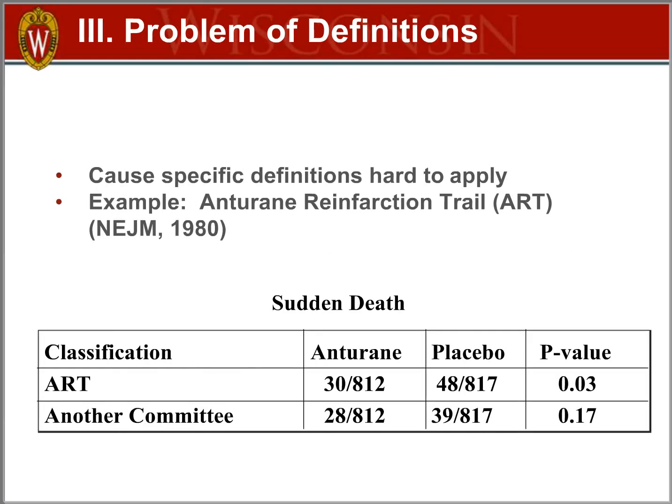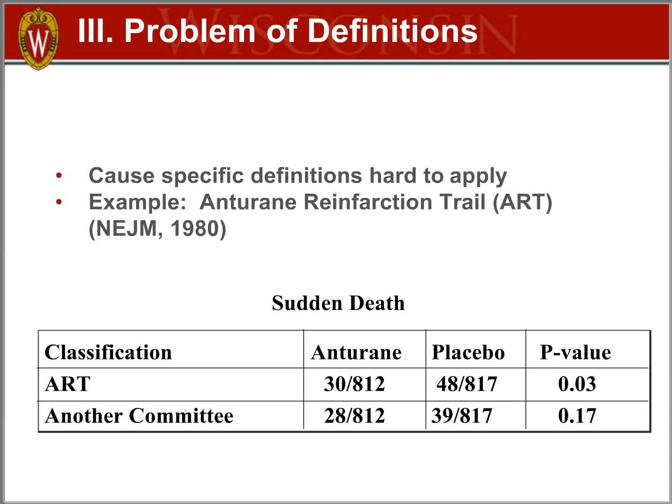There is the problem of definitions. Let me go back to the Anturane reinfarction trial. As you may recall, the results for mortality were 0.07, on the edge. This trial changed the definition of its primary outcome from the 1978 paper, which I didn't discuss, to the 1980 paper, from mortality to sudden death.